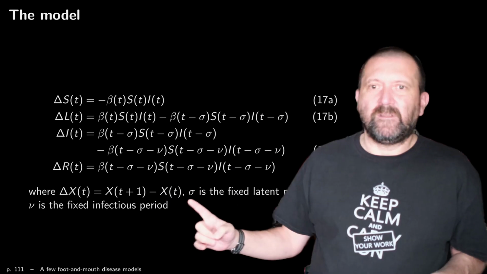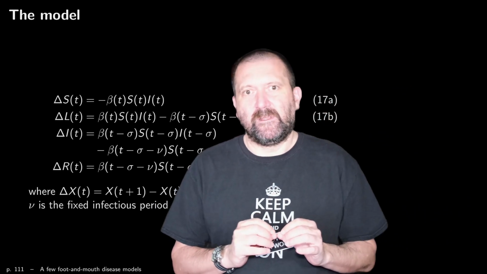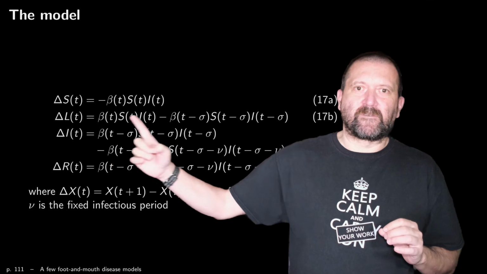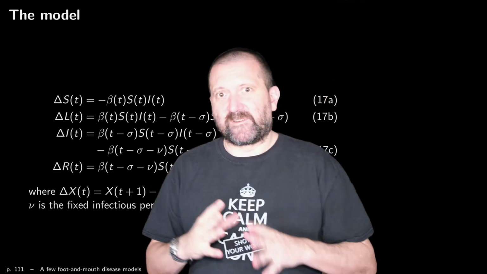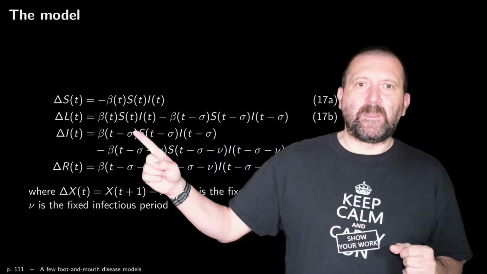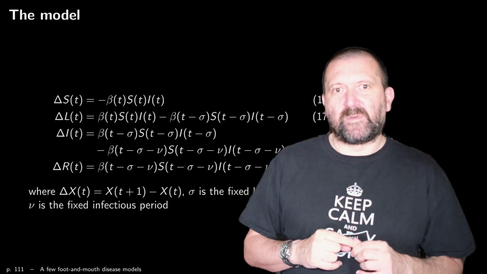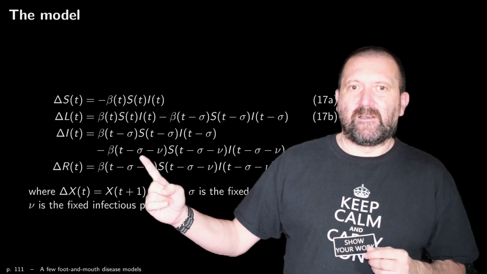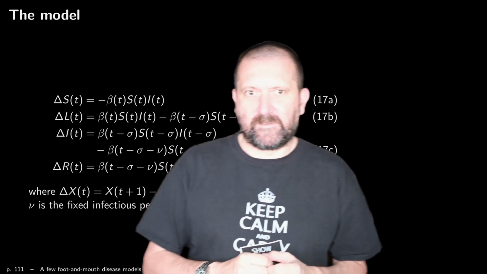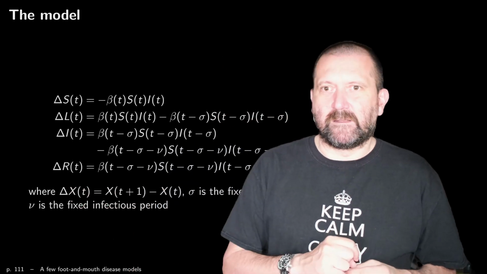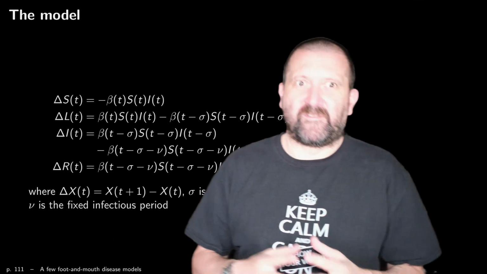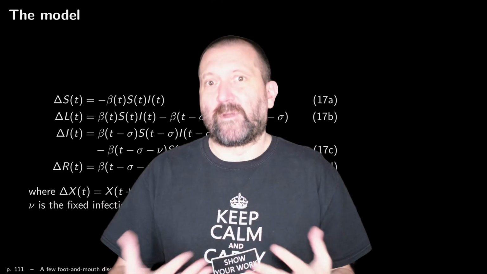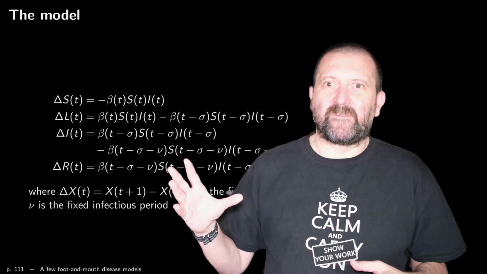And what's happening is that sigma is the fixed latent period. So individuals leave the latent compartment after sigma time units, which are typically a number of days, and when they do so, they enter the infected compartment. Likewise, they leave the infected compartment after nu time units to move onto the recovered/removed compartment. In the case of foot and mouth disease, R will typically be removed because this corresponds to culling of the herds. Remember that these are infected herds.